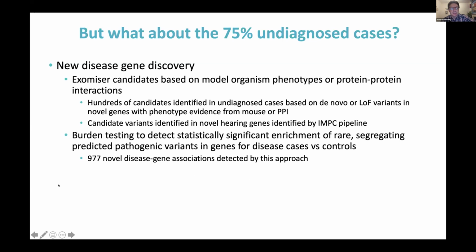Another thing we've been doing in my team is burden testing to detect enrichment of rare segregating predicted pathogenic variants in novel genes, looking at disease cases versus controls. And we've got some 977 novel associations to try and triage. And here again, the model organism data is going to help us functionally validate those.